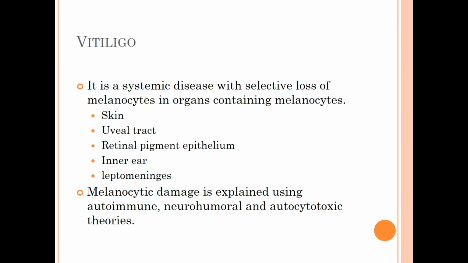We'll first talk about one of the common hypomelanotic disorders with extracutaneous manifestations, vitiligo. So it is a systemic disease with selective loss of melanocytes in organs containing melanin, including the skin, uveal tract, retinal pigment epithelium, inner ear, and the leptomeninges. This damage can be due to autoimmune, neurohumoral, and autocytotoxic mediated mechanisms.